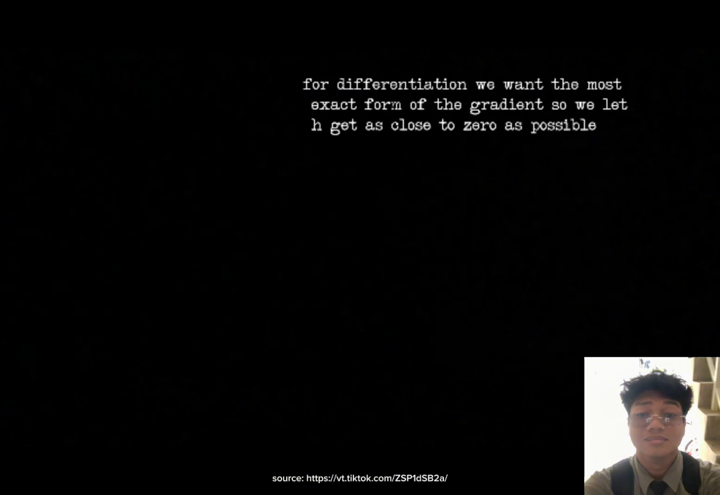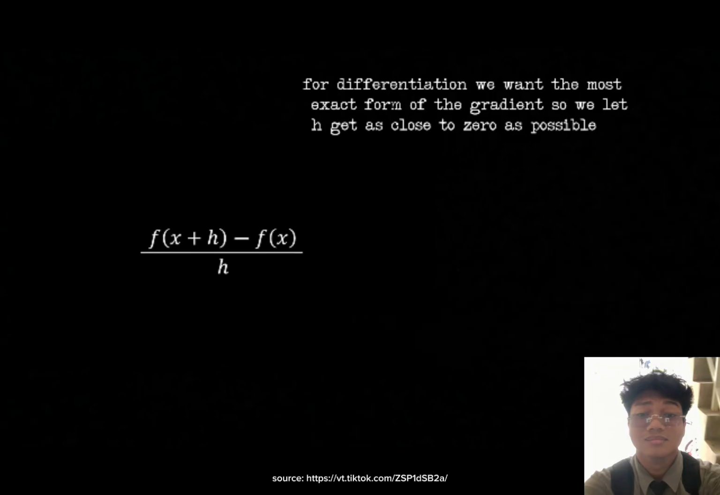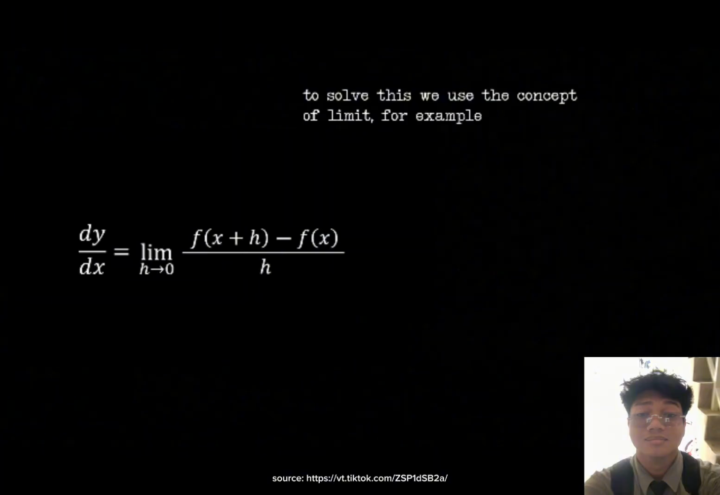For differentiation, we want the most exact form of the gradient, so we let the h get as close to 0 as possible. However, setting h to 0 might cause division by 0, which we cannot do. To solve this, we use the concept of limit.